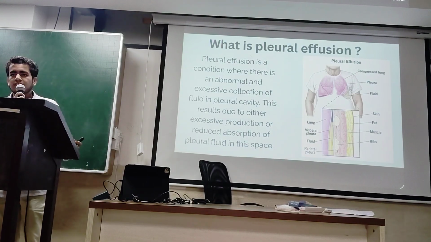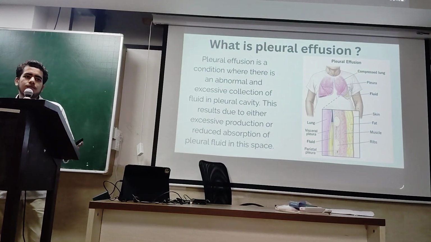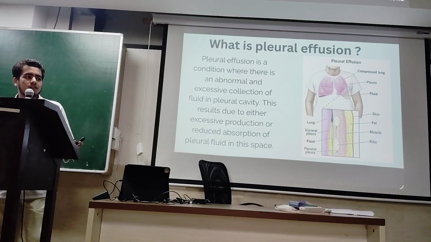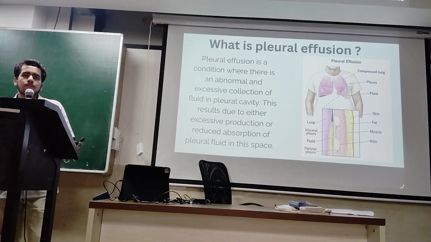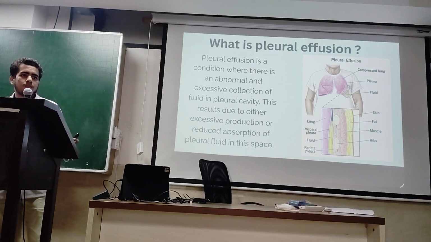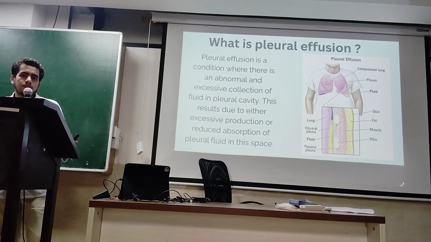Now let us see what is pleural effusion. Pleural effusion is an abnormal and excessive collection of fluid in the pleural space, which causes the lungs to constrict and causes problems in respiration. Normally the pleural fluid enters the pleural space through the capillaries in the parietal pleura and gets removed by the lymphatics in the parietal pleura.